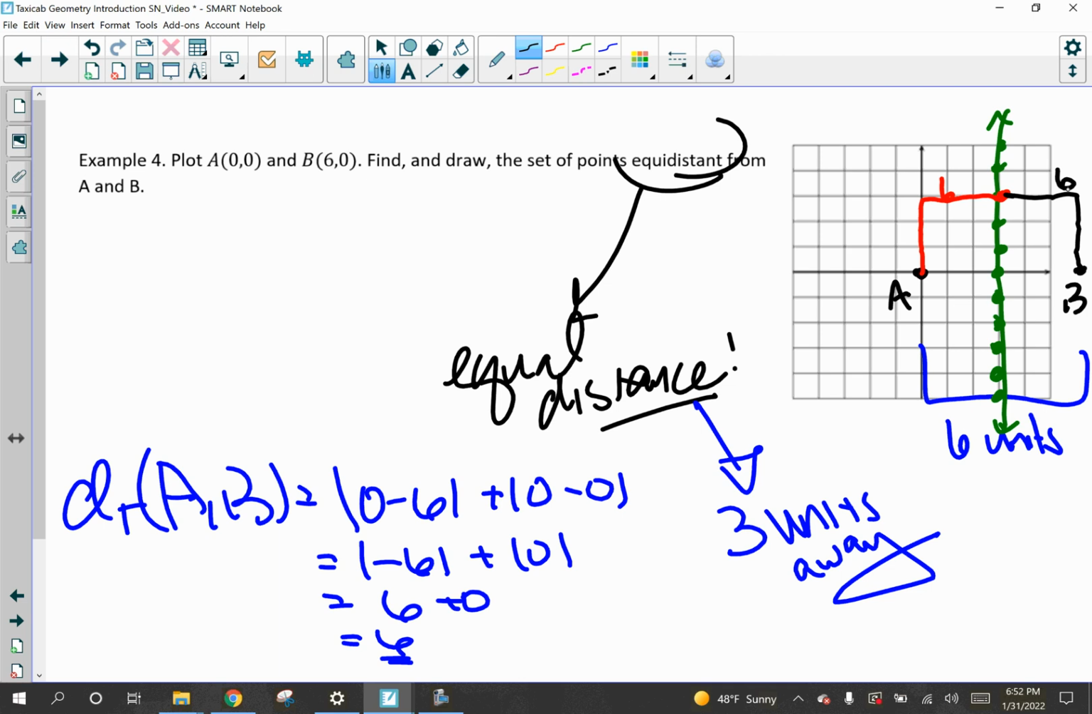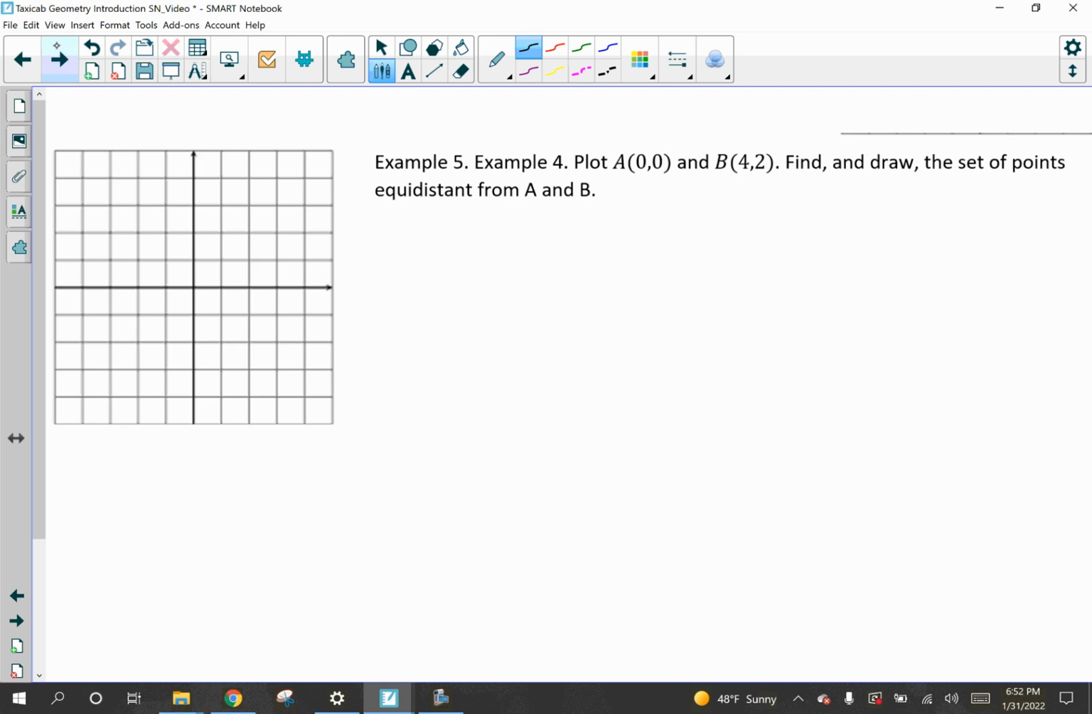That was kind of an easy one, so let's kick into gear now. Example 4, plot the point 0, 0, which is A again, and then plot the point 4, 2, B. Find the points equidistant from A and B. If you look at this, you'll notice it's not as easy as the last one because you're not on the same level. So let's find the taxicab distance between A and B real quick.